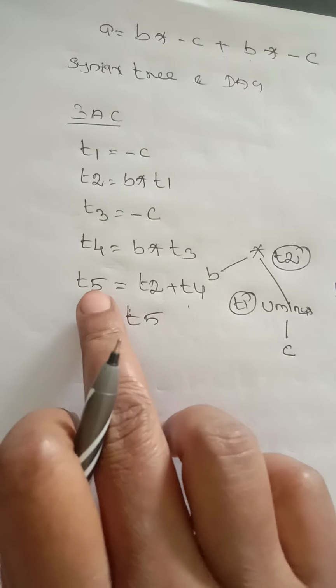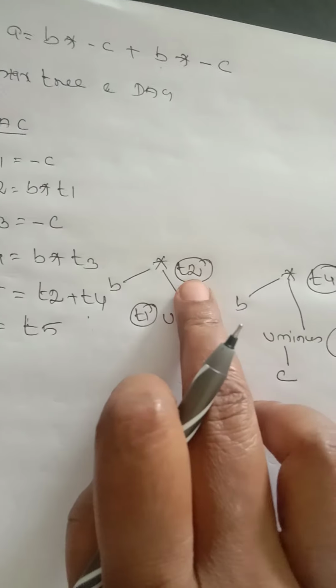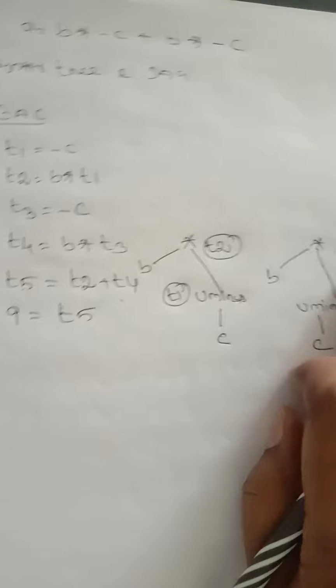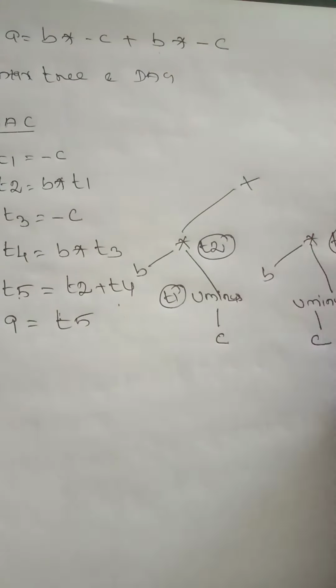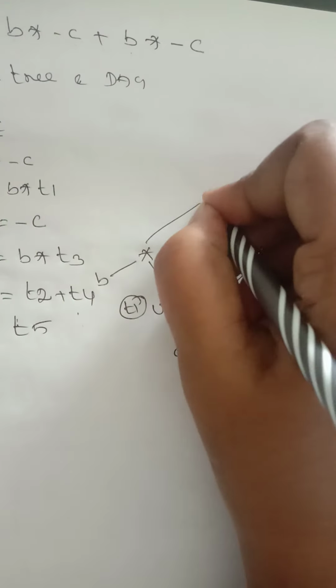Next we construct t5 equal to t2 plus t4. Here we have t2 and here we have t4. So t5 is t2 plus t4, and t2 plus t4 equals t5.